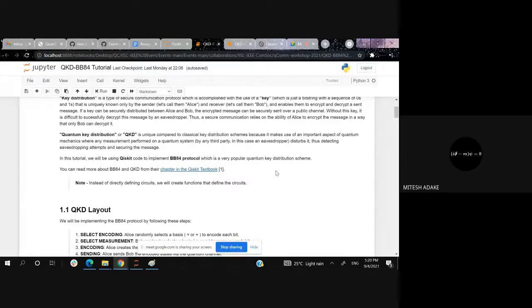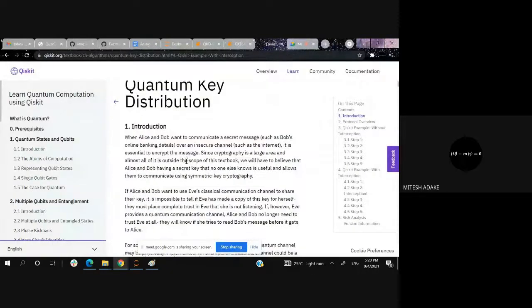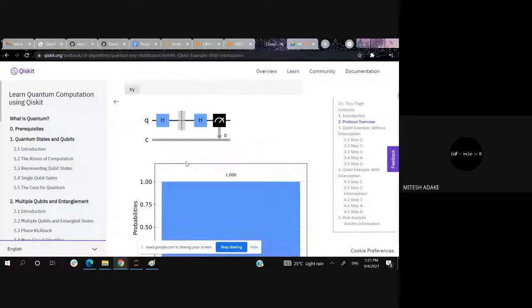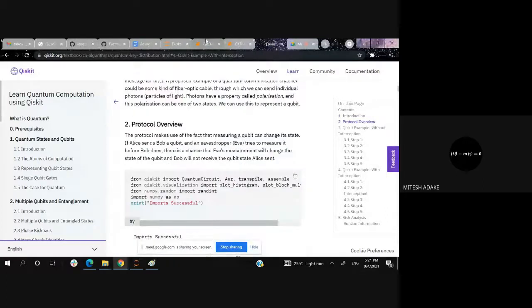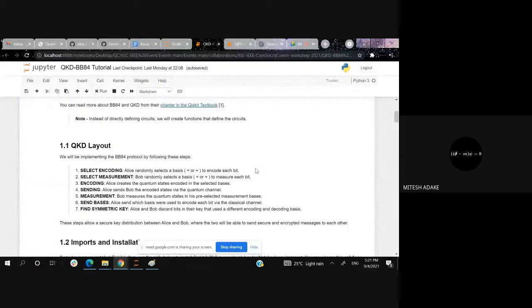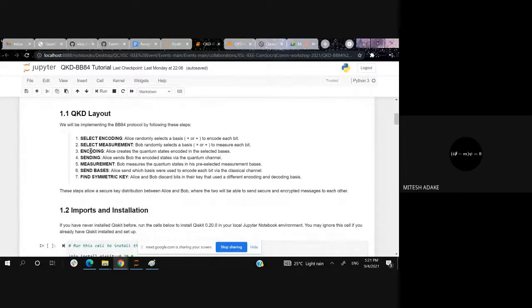As you all know, the BB84 protocol is named after Bennett and Brassard, the physicists who proposed the protocol. The best place to start learning about this protocol is the Qiskit textbook. It's the reference I've given in the notebook, so you can go through it and read a lot more. Basically, in this tutorial, we'll be showing how the encoding and selection of the bases are actually done in code for Qiskit. So this is the layout of QKD that you might have seen in the theory as well.